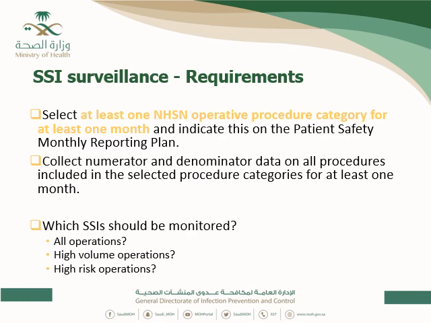For the requirements, you have at least one NHSN operative procedure done in a patient during the surveillance plan, and you collect the numerator and denominator data on all procedures included in that procedure category. And when you decide what procedure category you do, you should ask yourself, are you taking all surgeries or all operative procedures or only high volume procedures or only high risk procedures? Basically, we don't take all operative procedures, and we usually make a combination between high volume and high risk procedures.